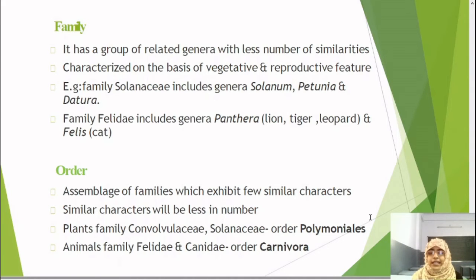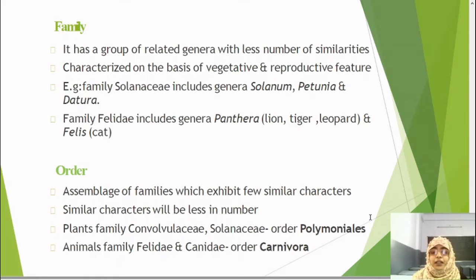All the families like Solanaceae, Fabaceae, Liliaceae, some particular families come together, and these categories are called orders. So the plant families Convolvulaceae and Solanaceae come under the order called Polemoniales. I'll repeat, the plant families Convolvulaceae and Solanaceae come under the order called Polemoniales. Whereas the animal families Felidae and Canidae come under the order called Carnivora.